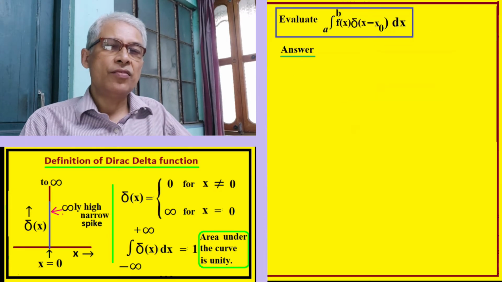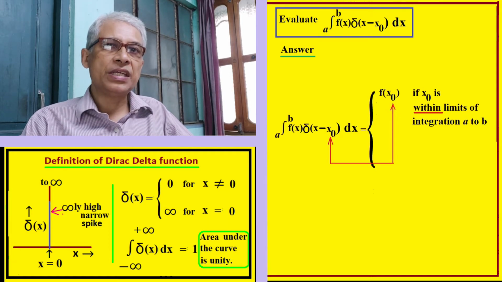Let us now evaluate this integral, which is virtually the same as the previous integrations. You see that the integrand has f of x into Dirac delta of x minus x0 dx. The difference is in the limit. It is from a to b. It is not specified whether x0 lies within a and b. So you get two answers, and they are as follows.